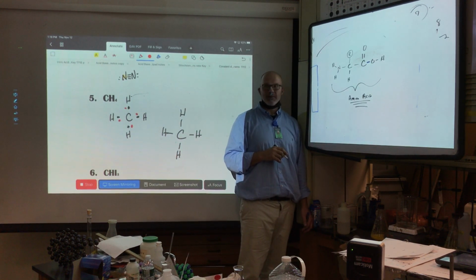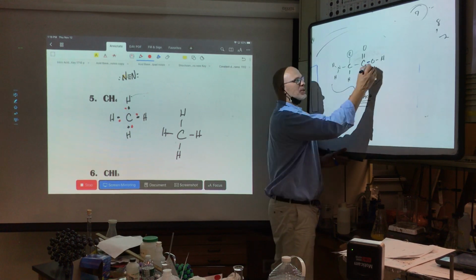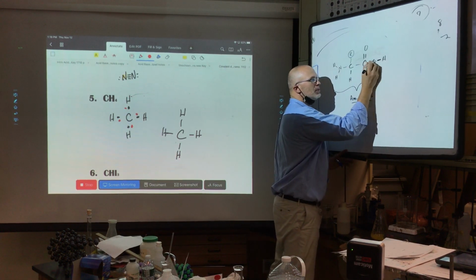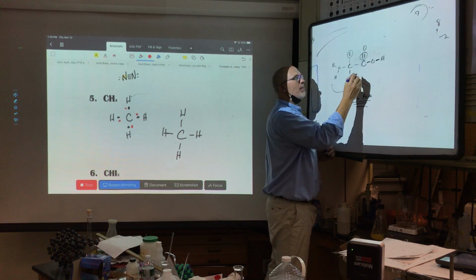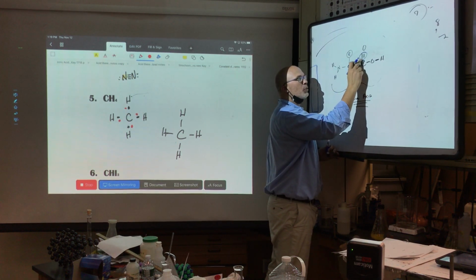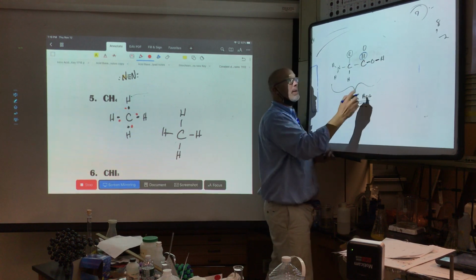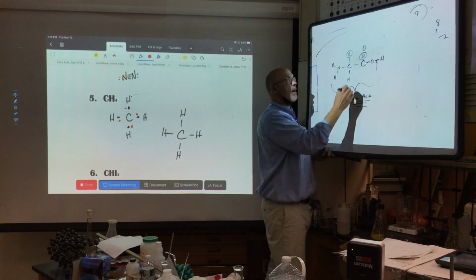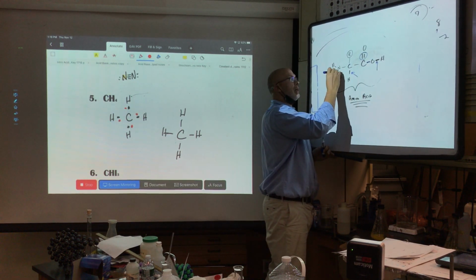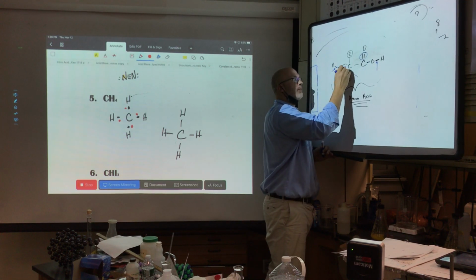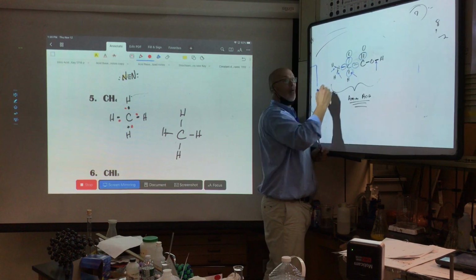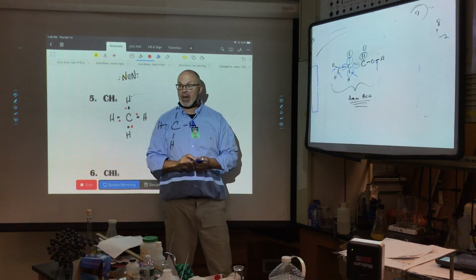So, here's an amino acid. Stay with me. How many bonds does oxygen have? Two. How many bonds does carbon have? One, two, three, four. How many bonds does hydrogen have? One. How many bonds does nitrogen have? Three. How many bonds does carbon have? Four. Wow, that's pretty cool.